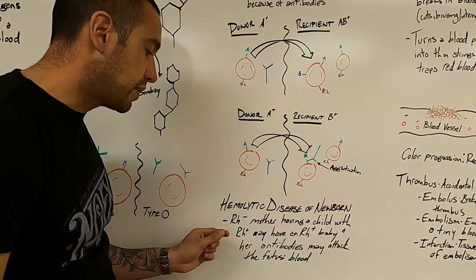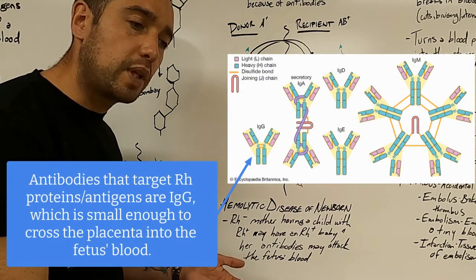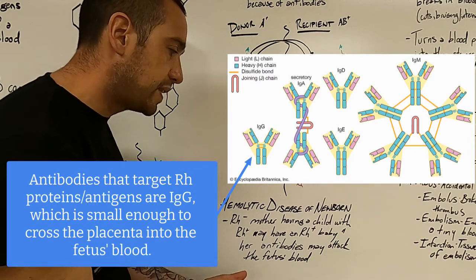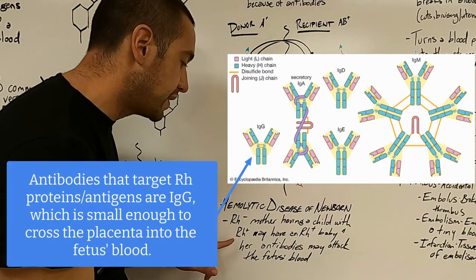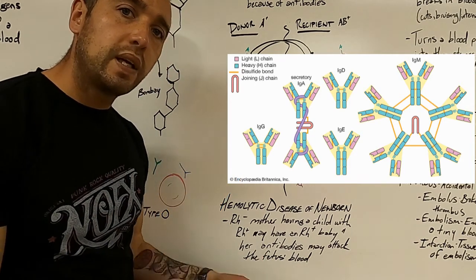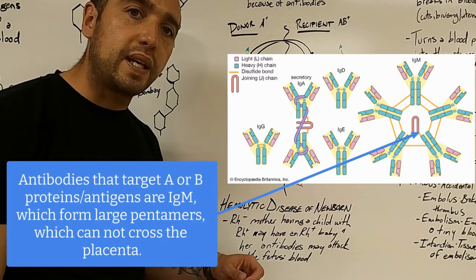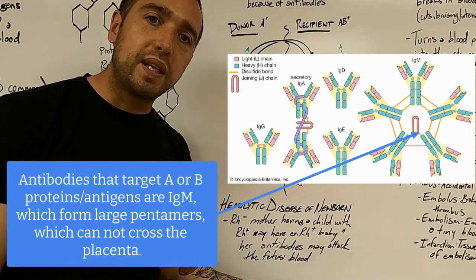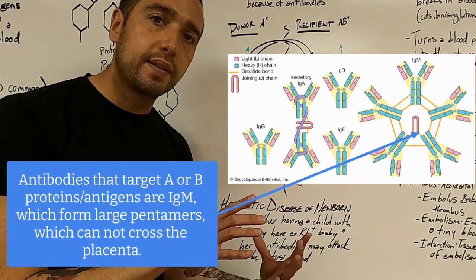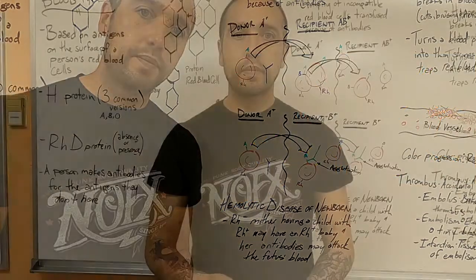The Rh antibodies are monomers, they're called IgG antibodies, and they can cross into the fetus's blood. And so if those Rh antibodies go into the fetus's blood and the fetus's blood is Rh positive, those antibodies could attack the fetus's blood. This does not happen with AB type because the antibodies that fight A and B antigens actually form a pentamer, or a very large structure that cannot get into the fetus's blood. Only the Rh antibodies can get into the fetus's blood.